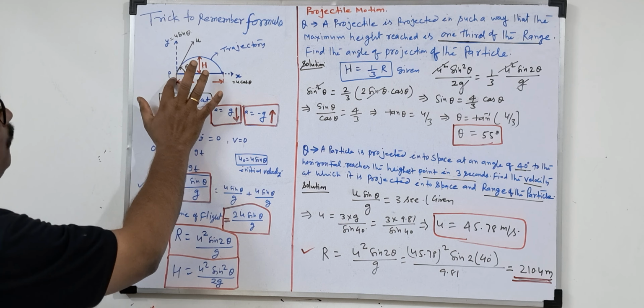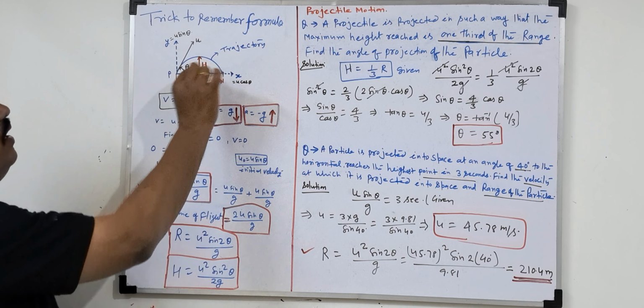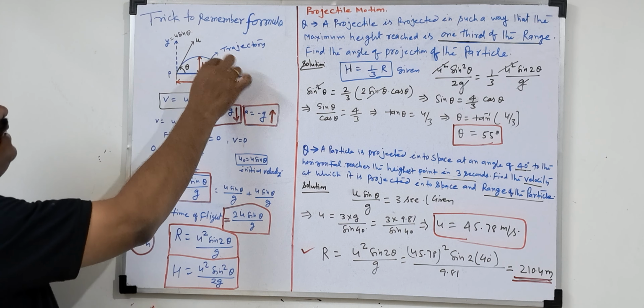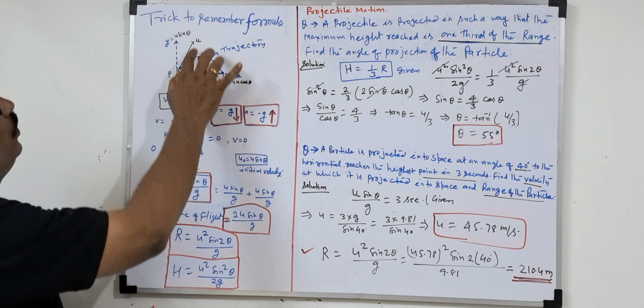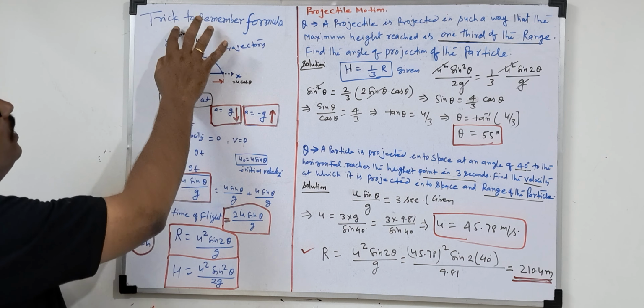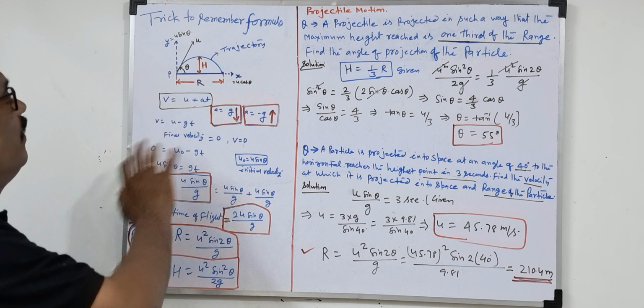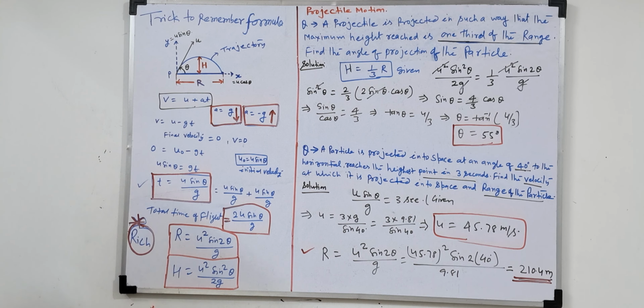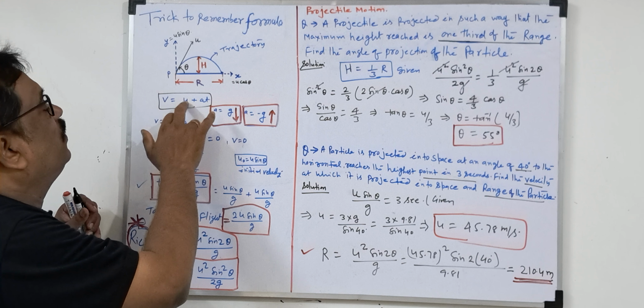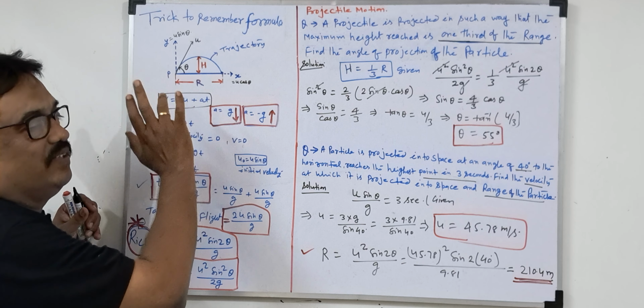See, this is the point P. We are throwing the particle. It follows the parabolic path that is known as trajectory. U has two components, horizontal component and vertical component, U cos theta and U sin theta. Theta is the angle of projection. So see here, V is equal to U plus at, rectilinear motion. Final velocity is equal to initial velocity plus acceleration into time.